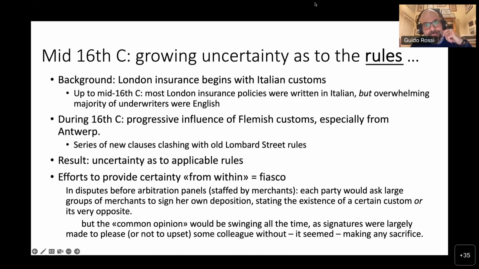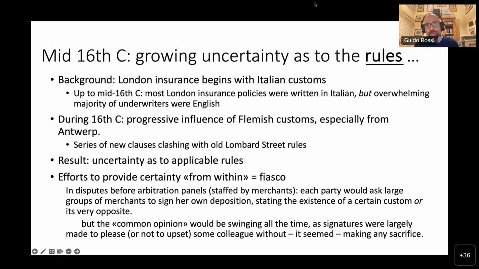So they would have to sign documents written in another language, which probably some of them did not understand very well. During the 16th century, there is a very strong, progressively dominant influence of Dutch, Flemish customs in particular, which were coming from the city of Antwerp. These customs were sometimes different from the Italian customs, so they were new. And as a result of these new customs coming from abroad, there was a growing uncertainty as to which rules should be applied in any policy.